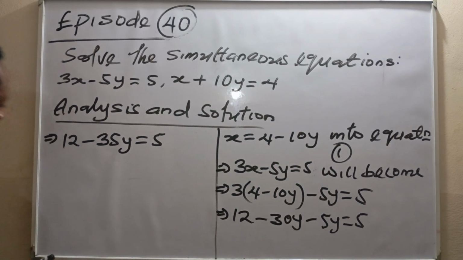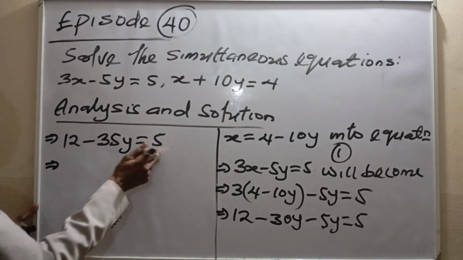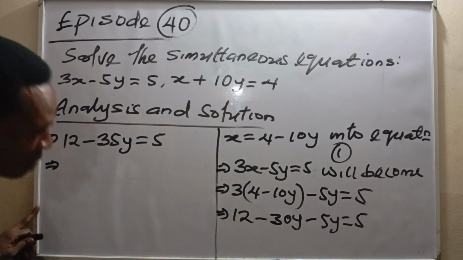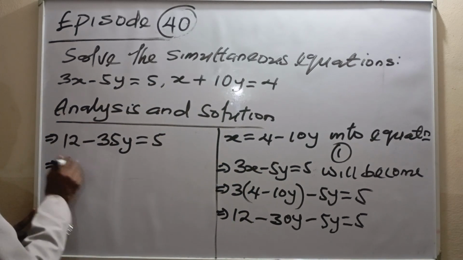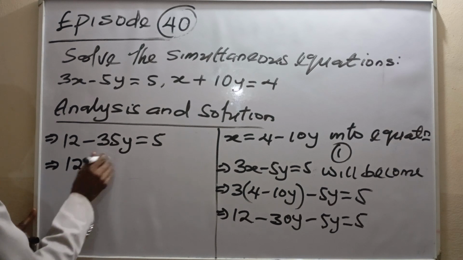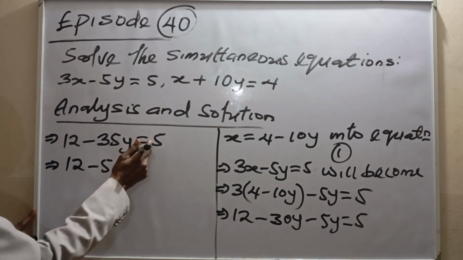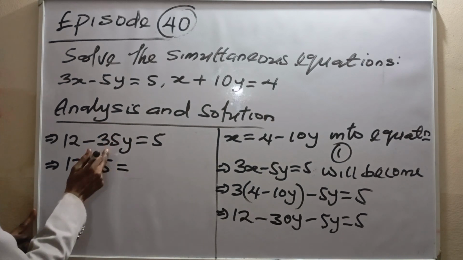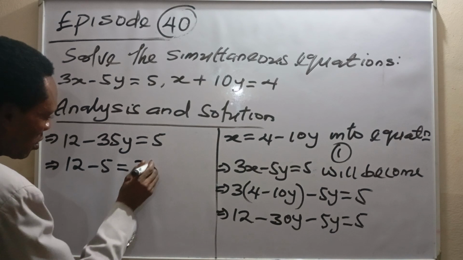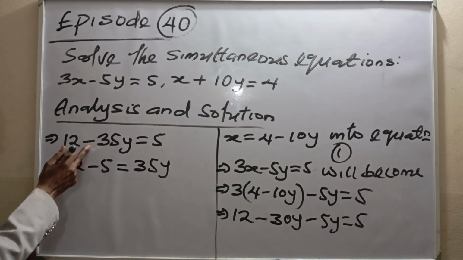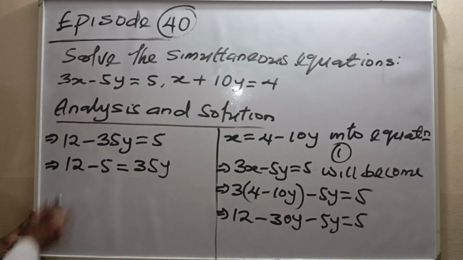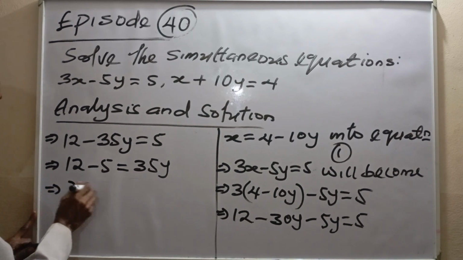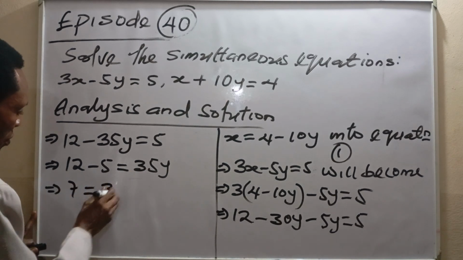Now the next thing, we collect like terms. Bring this ordinary 5 to the left-hand side, and the minus 35y you take to the right-hand side. It implies 12 minus 5, because this is preceded by positive, and when it crosses the equality sign to the left-hand side it changes to negative. The minus 35y changes to plus 35y when it crosses. So 12 minus 5 gives us 7 equals 35y.